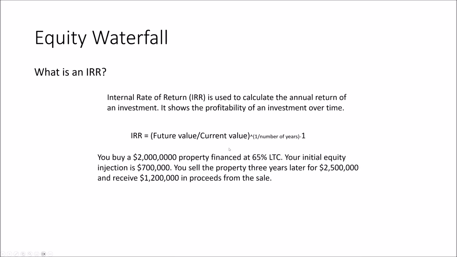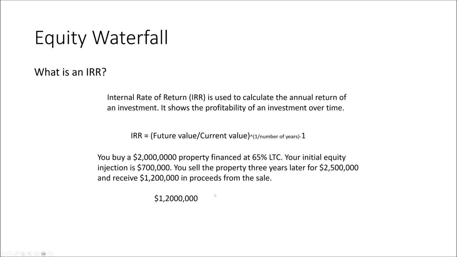So, a quick scenario. You buy a $2 million property, financed at 65% loan to value. Your initial equity injection is $700,000. You sell the property 3 years later for $2.5 million, and you receive $1.2 million in proceeds from the sale. This is just if you were out on your own, putting your own money into it. We're trying to keep it simple.